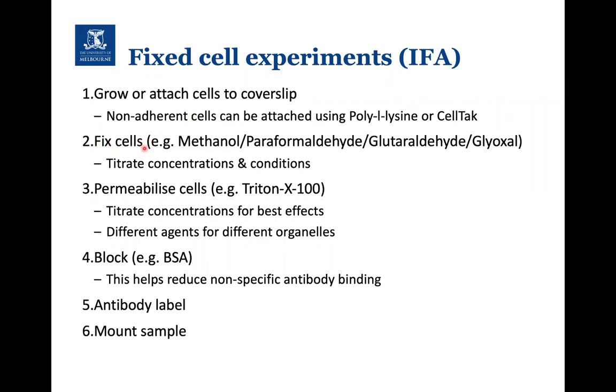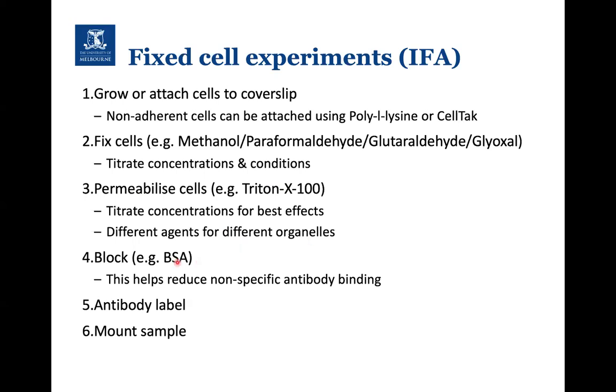You then want to fix your cells, and again, I mentioned there are multiple different ways. It's worth spending time titrating concentrations and conditions to try and work this up to get the best possible results. The next thing we want to do, if we're going to do an immunofluorescence assay, we need to get those antibodies into the cells. So we're going to permeabilize the cells using something like Triton X-100. And again, play around with concentrations and also different permeabilizing agents. You'll find, for example, if you're trying to get into different organelles, that different permeabilizing agents work differently on different organelles within the cells.